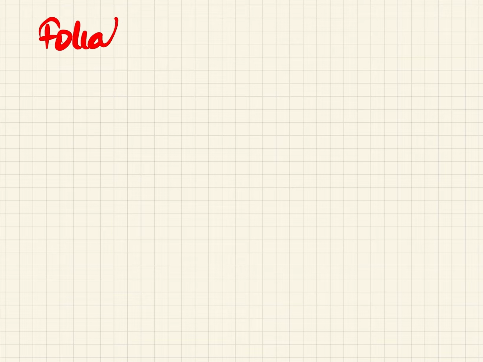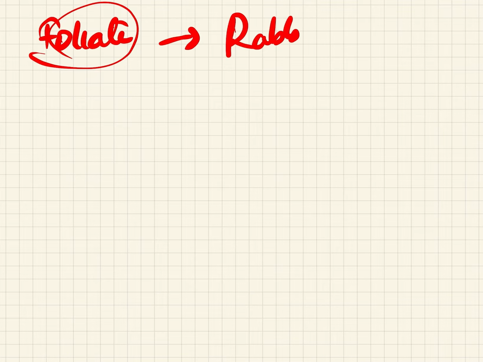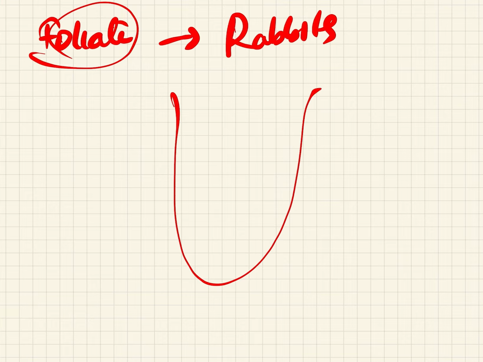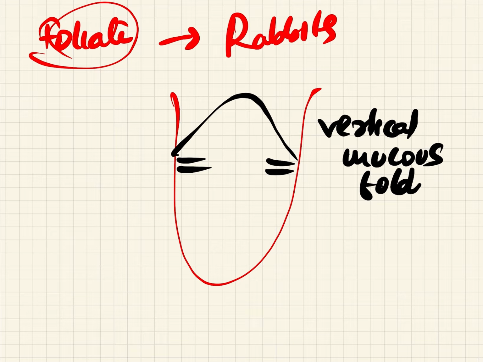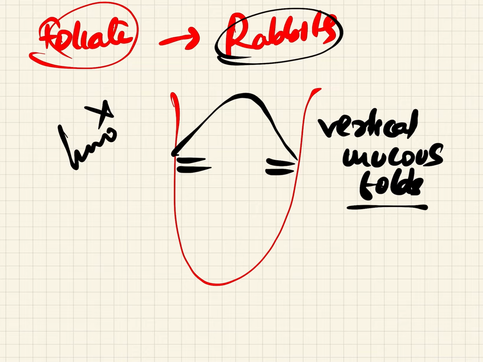Next, coming to the foliate papillae. The foliate papillae are usually rare in human beings, but more prominent in rabbits. Whenever you see a tongue, where do you find them? Just in front of the sulcus terminalis, but in the lateral part. These are 2 to 3 in number, like vertical mucous folds. They are more prominent in rabbits but not in humans.